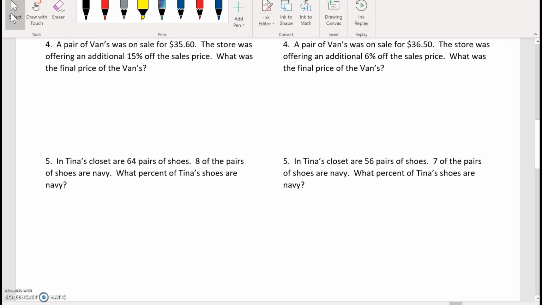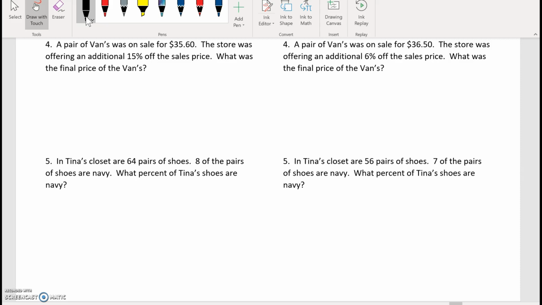Okay, so let's go to number 4, and we're going to talk about partner B's problem this time. It says a pair of Vans was on sale for $36.50. Okay, and by the way, you should have already pressed pause and finished the last problem. And yes, you can skip number 3. And once you're ready, then you can press play again, and we'll move on to number 4 together.